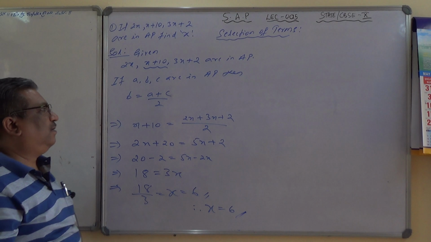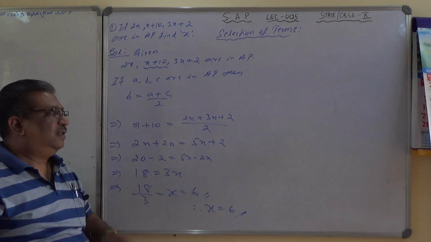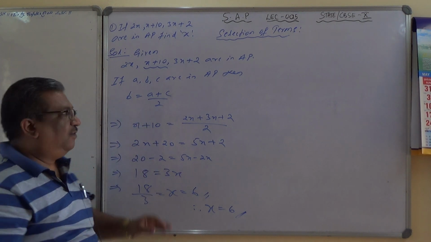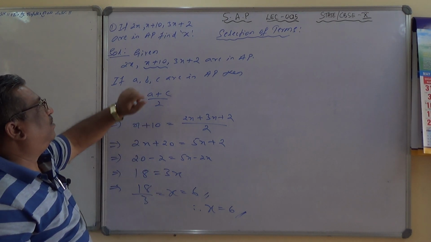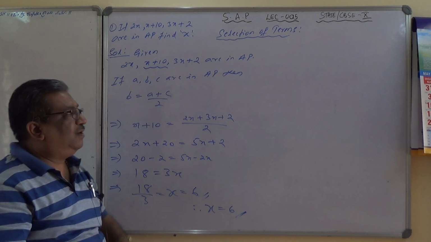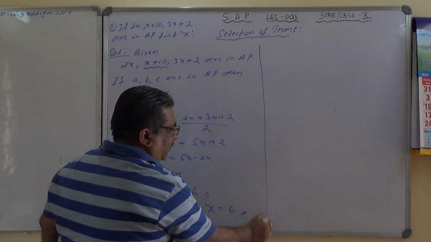Therefore x equals 6. So how did you find out? Based on the concept that the middle term is the arithmetic mean of the 2 extremes. Therefore B equals A plus C by 2. Here it is nothing but A, B and C. Is it clear? Okay. Can we go to the next problem in this? Let me read the next problem.